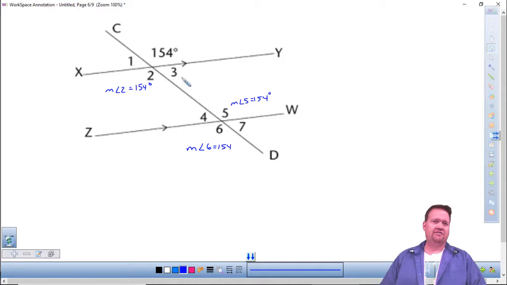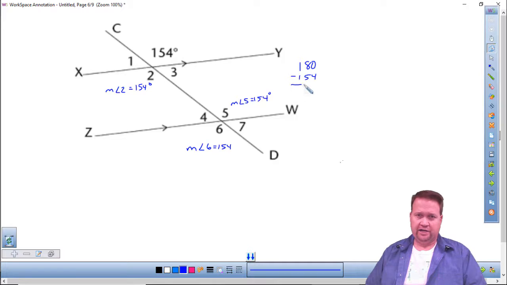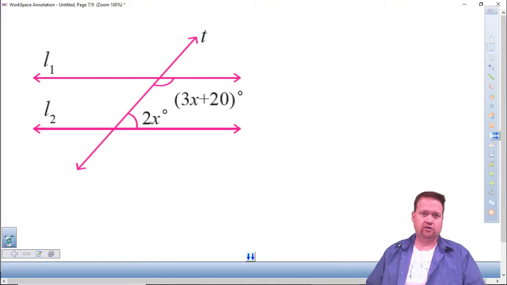So if I go by the fact that same side interior angles are supplementary, if I want to figure out what angle 3 is, all I have to do is take away 154 degrees. 180 minus 154 leaves us with 26 degrees, which tells me that all of these other angles are going to be 26 degrees. So you can see that once you know one angle, when you have parallel lines, you can find all the other 7 angles that are created.